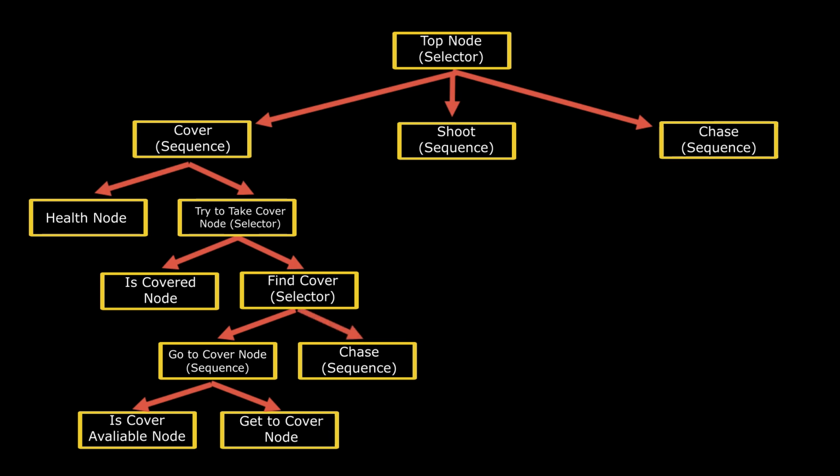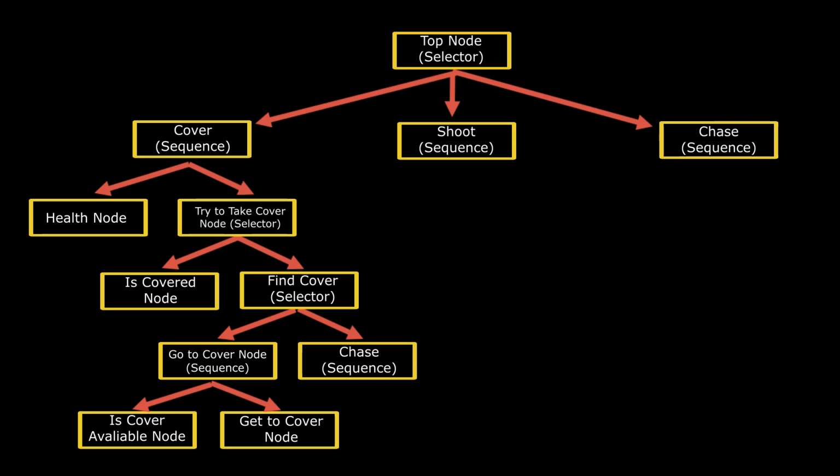Because the nodes are objects, we can reuse already existing nodes and we don't have to construct them several times. In this case, we will reuse the chase sequence that we will discuss in a minute. If the whole cover node returns failure, we can move to the next sequence node called should.